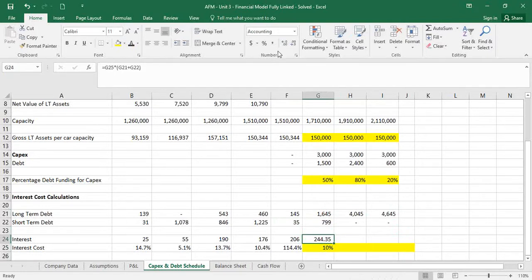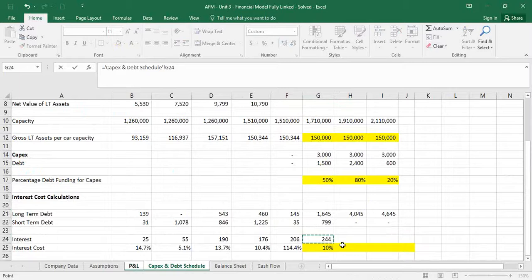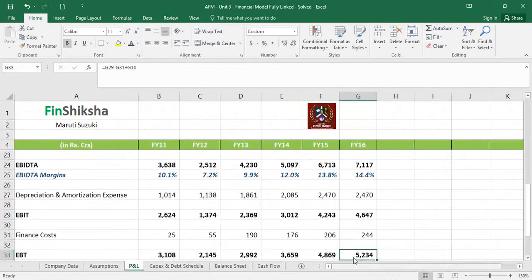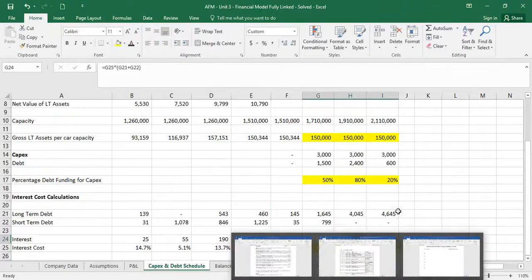So for this particular year, my interest cost will be 244 crore. And my profit and loss account in FY16, rather than looking at the number of the previous year, should start linking the number for this year. And that gives me the 244 number. All I need to do now is extend this entire analysis for subsequent years. So I can just assume that in the coming years also these numbers will be 10%, and I can drag it further and I get my interest cost for subsequent years.